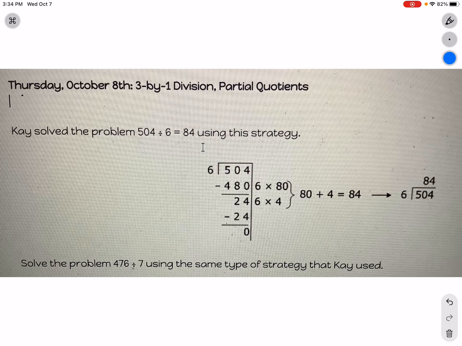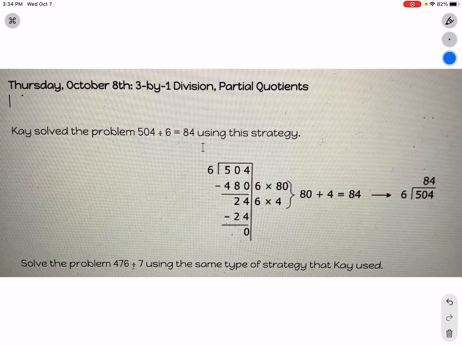And today we're going to do a little bit harder problem. You've been working on partial quotients today. We're going to kick it up a little bit. We're going to make it a little bit more difficult by going with 3-digit by 1-digit division problems, and we're going to try to solve this problem using partial quotients.